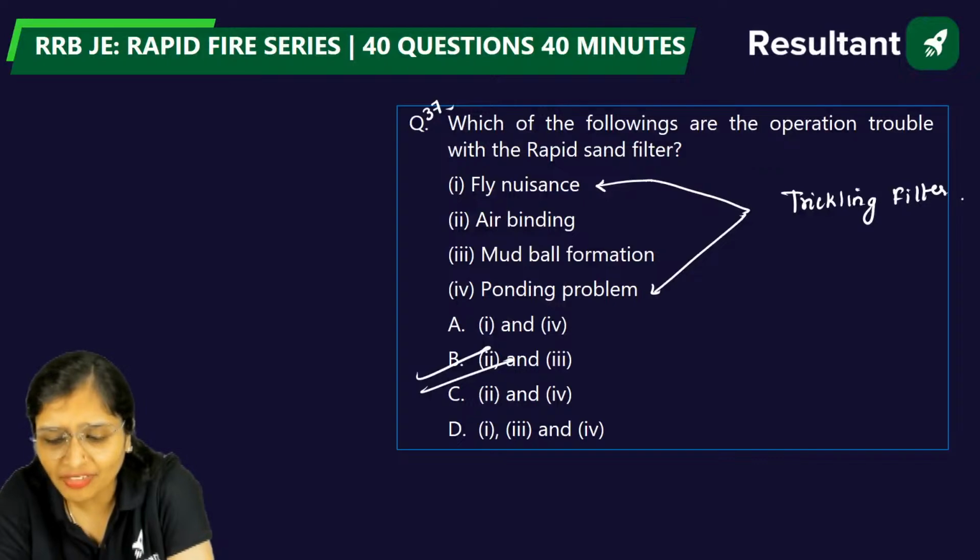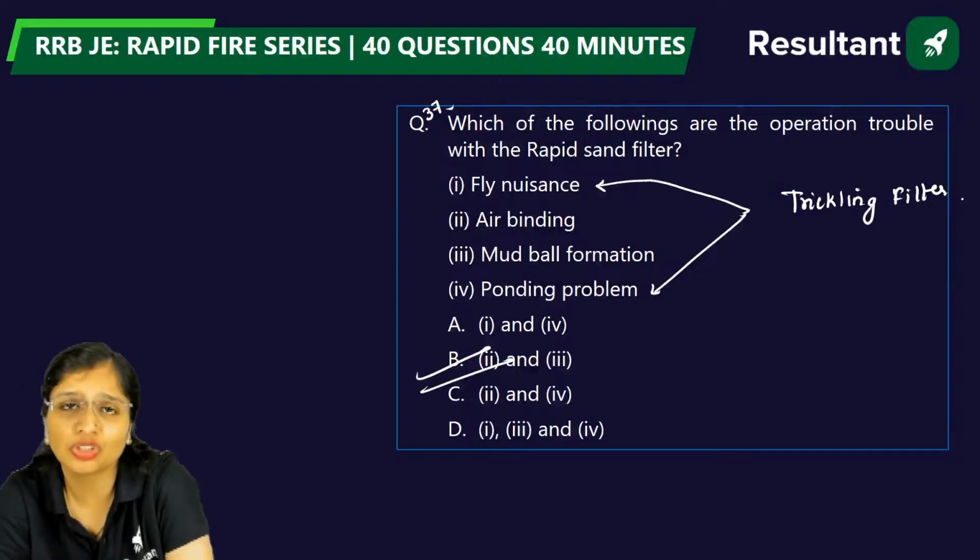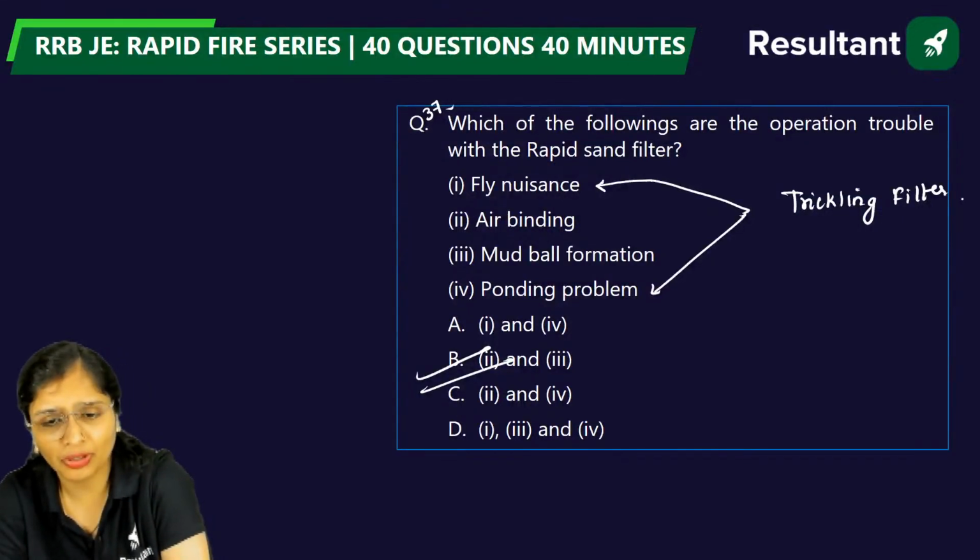Ponding problem you have in the case of standard rate trickling filter. You don't have it in the case of rapid sand filters, because here you have different zones of inlet and all. In trickling filters you have a spray nozzle method, or you have that rotary arm distribution, but here you don't have that. So not that ponding issue.